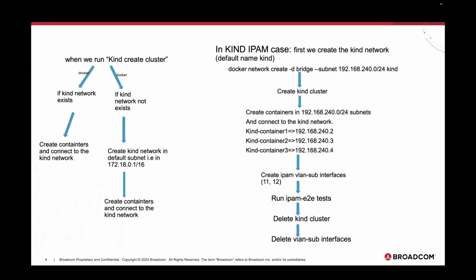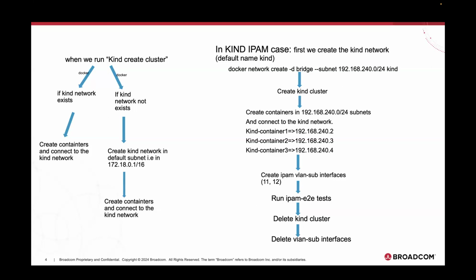So when we run the kind create cluster command, Docker first checks if any kind network exists. If the kind network exists, it will create the kind containers and connect them to that existing network. But if the kind network doesn't exist on the system, it will first create the kind network in the default subnet, which is in the 172 range. After that, it will create the kind container and attach it to that 172 network.